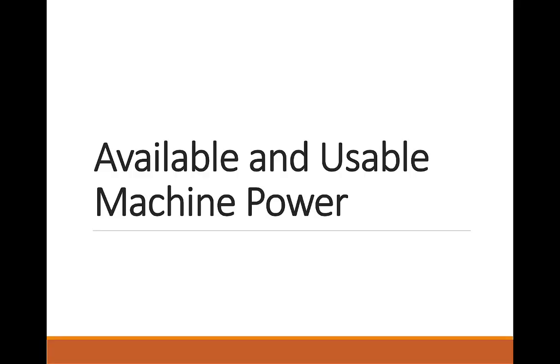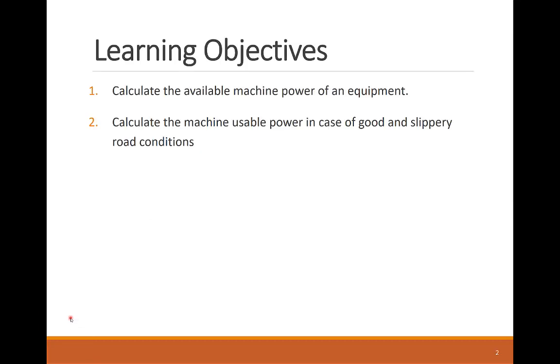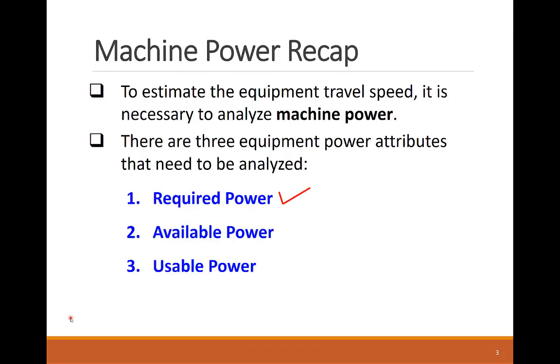Hello and welcome to this lesson video where we'll continue learning about machine power after we learned about the total resistance or required power from the previous video. This video covers the two learning objectives shown. This video is the second part of the machine power lesson. We continue our distinction here between required power, available power, and usable power.